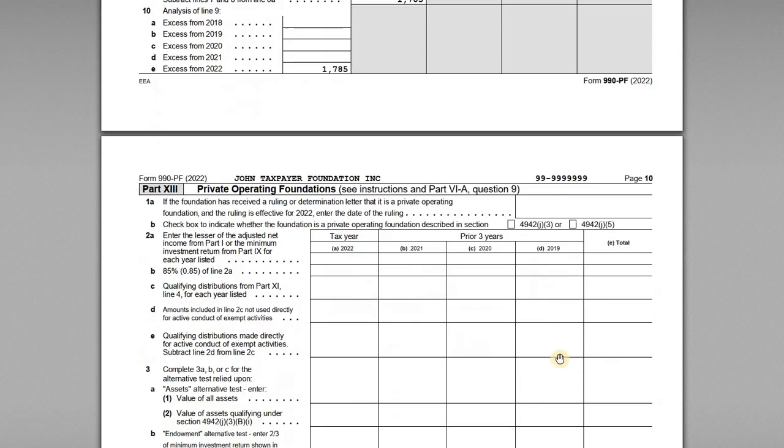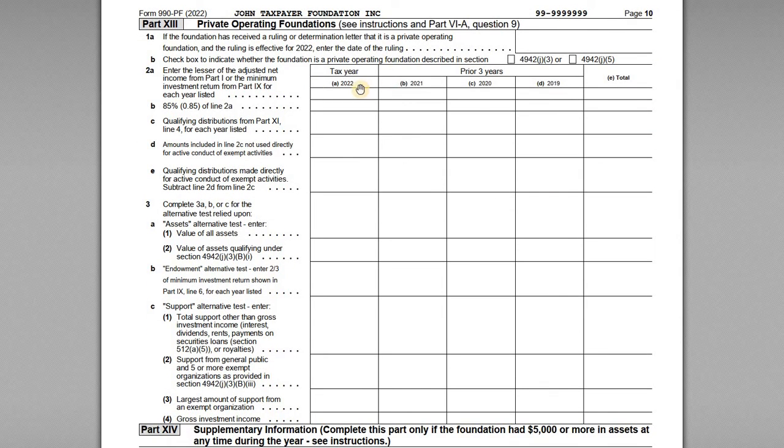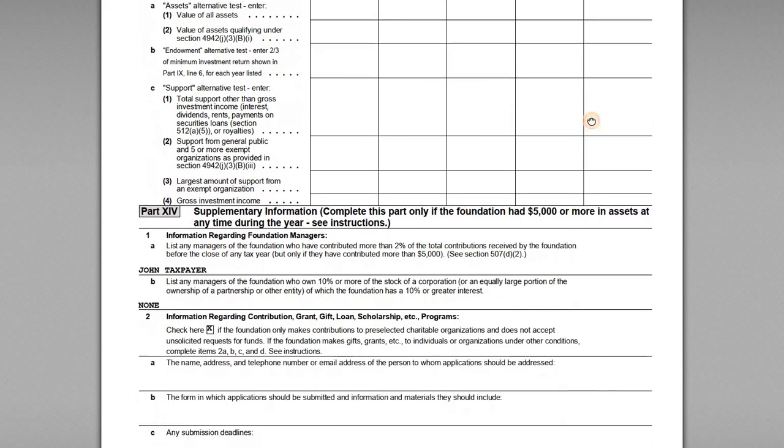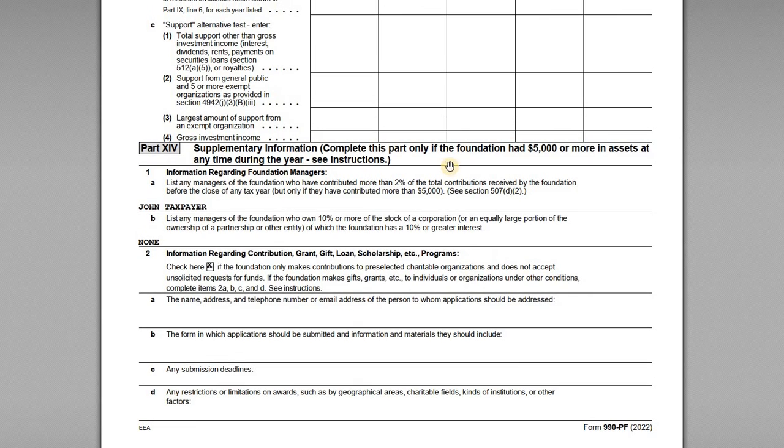Okay. All right. So Part 13, private operating foundations. We have a non-operating foundation, so we can leave this section blank. In Part 14, supplemental information, only needed if the foundation had $5,000 or more in assets at any time during the year. In our case, we do, right? So we've got a little around $100,000 in assets.